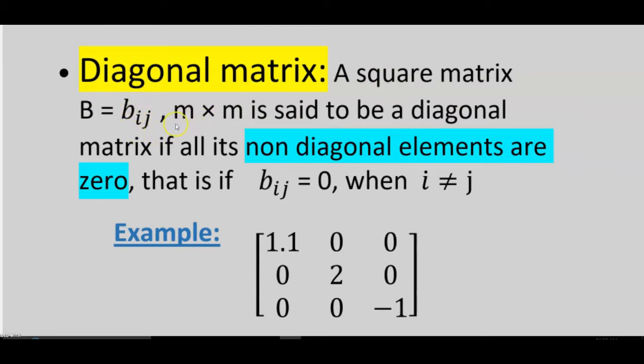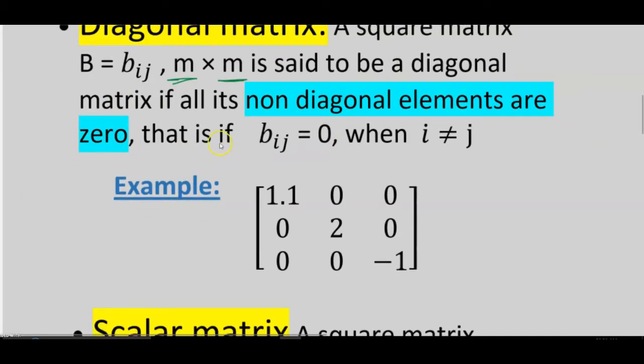Now you can see I have written the order m by m. M by m means this is the number of rows and this is the number of columns, right? As we are talking about the square matrix, it means the number of columns and number of rows are equal. That is why this is m by m, right? So this matrix is said to be a diagonal matrix if all its non-diagonal elements are 0.